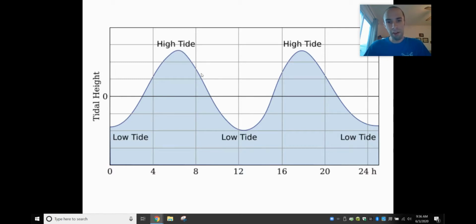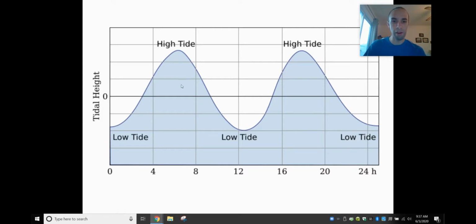And then about 6 hours later, it drops down to a low tide again. And then 6 hours later, it's back up to a high tide again. And then back to low, and over and over and over again. And you can see on this graph, really simply, this is a very cyclical, predictable graph. You can know exactly when the high tide is going to happen after this, because this has been happening in a regular pattern throughout all of our records.